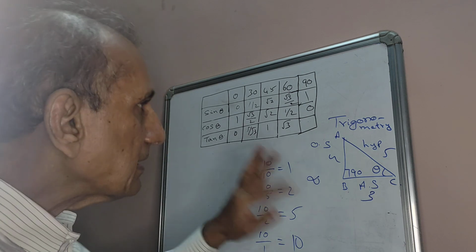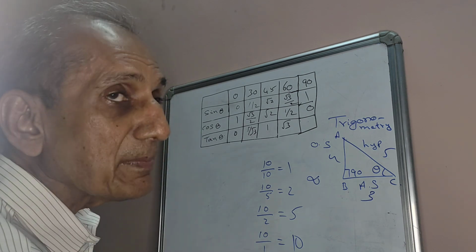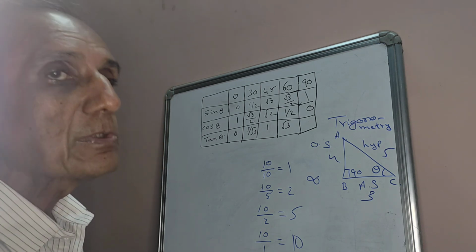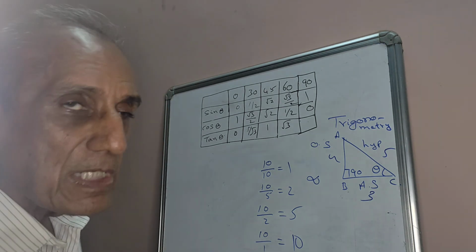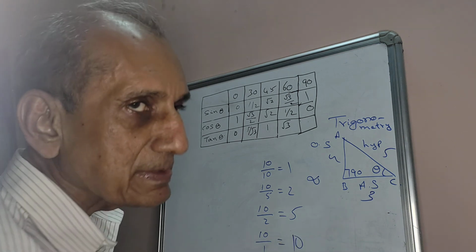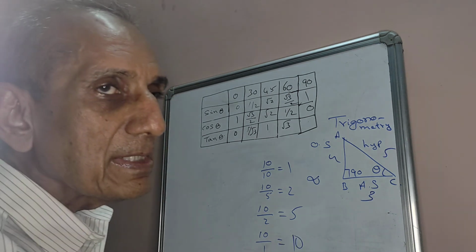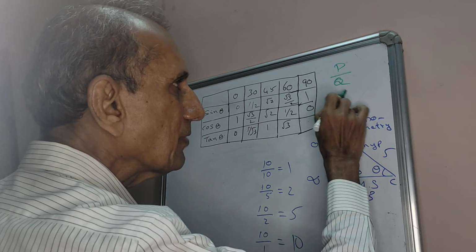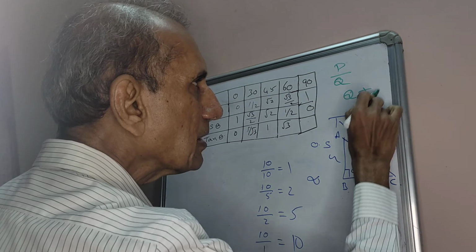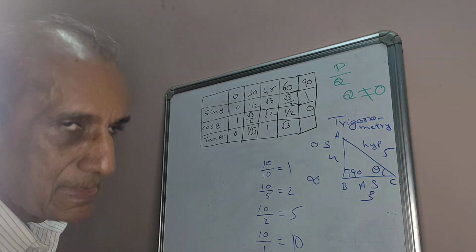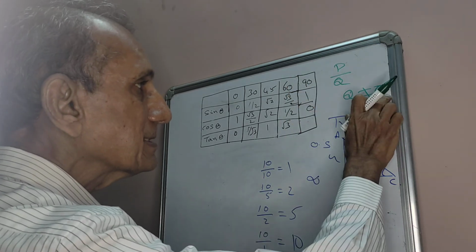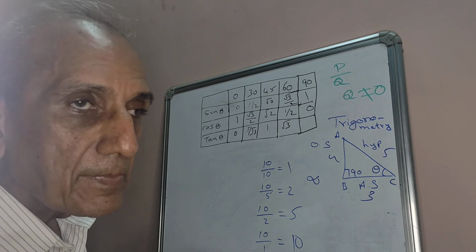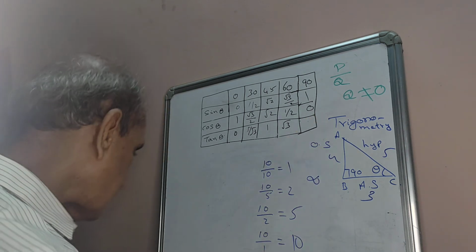Is that clear? But 1 by 0 is not defined, because 0 cannot be in the denominator. Recall your rational numbers. How do you define a rational number? A rational number is any number in the form of p by q, where q is not equal to 0. So because of this, we say this is not defined. Okay, so I showed you both the reasons, right?